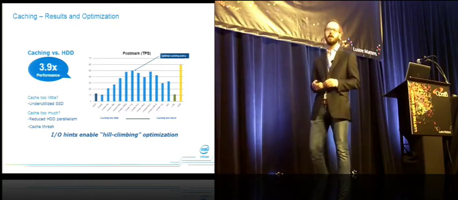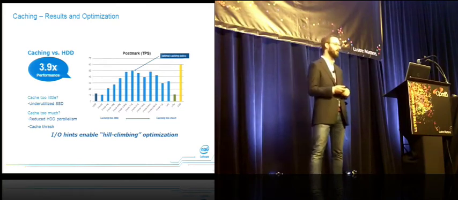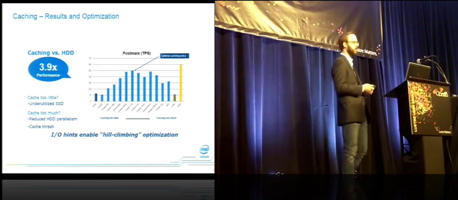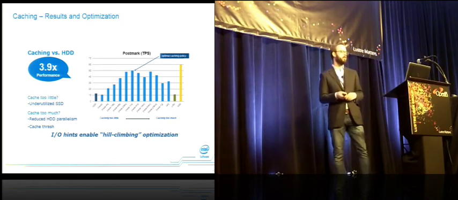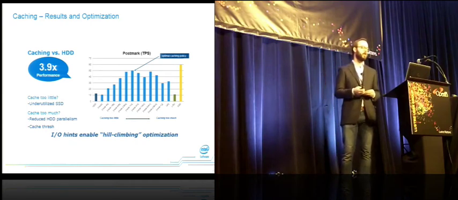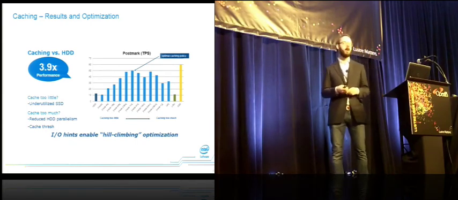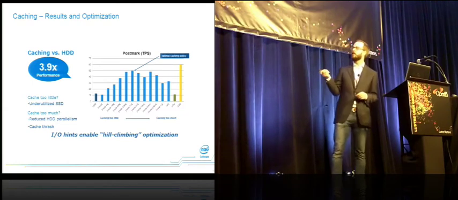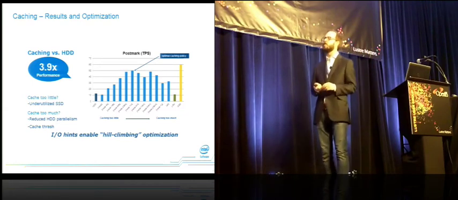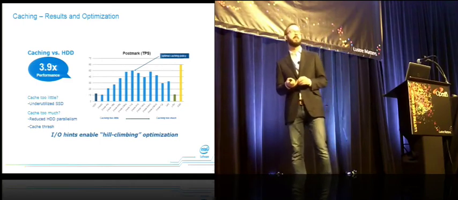So that was kind of interesting, finding that sweet spot between caching too little and caching too much. Ultimately, we got a 3.9% performance improvement on this set of tests when using 10% cache versus just hard drive. And the other interesting thing was that the optimal performance is about 85% of pure SSD.